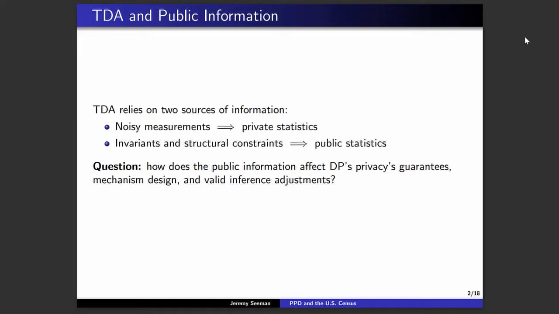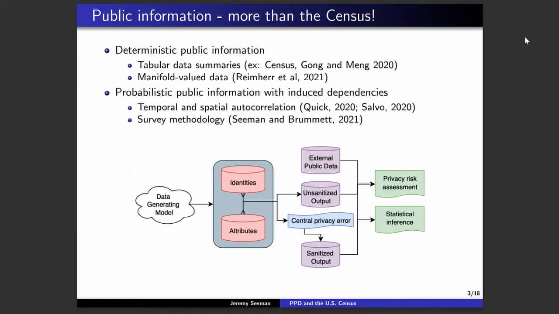Public information is something we've seen all the time. Last time when we talked about the TDA, we have this noisy measurement file, which contains a collection of private statistics, and all of these invariants and structural constraints that represent information we're not releasing with any additional noise due to privacy preservation. When we started looking at this question, we realized this is not simply a problem with the census, it's a problem with all sorts of organizations that release data, especially in the official and federal statistics context. There are lots of kinds of public information that often bypass the nice mathematical formalism that we have in differential privacy.